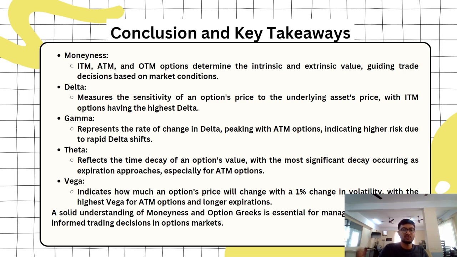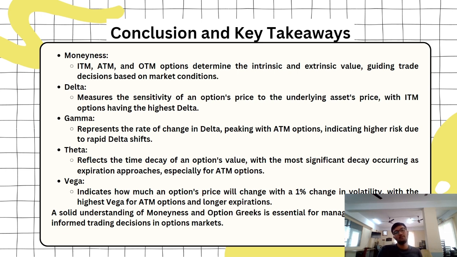Theta reflects the time decay, so there's a higher risk associated with it. It reflects the time decay of an option's value, with the most significant decay occurring as expiration approaches, especially for ATM options. So if the time to expiry is very nearby, there's a huge chance that you lose money to theta. If you want to avoid that risk of theta decay, you can trade options that have expiry very far away, so you won't lose a lot of premium.